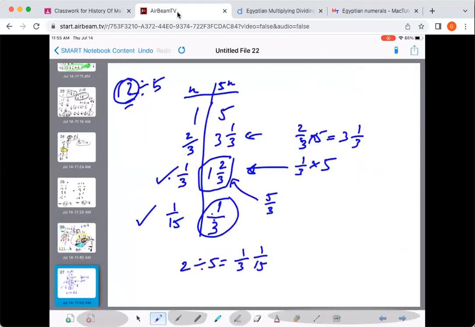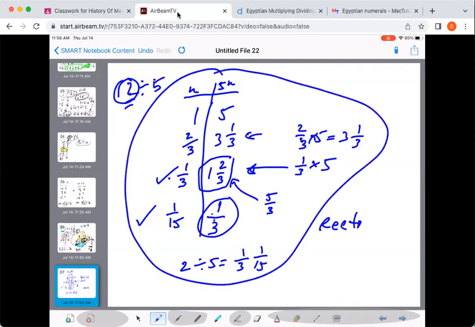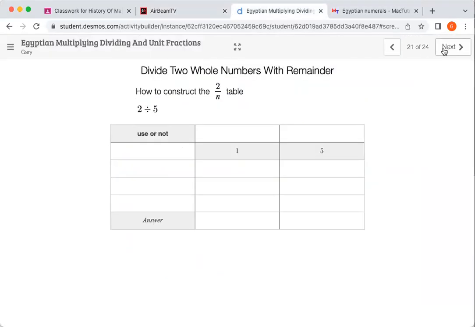Now the good news is that when you look at the 2/n table, they actually show the work for it. So they actually show all these steps, so you can kind of see, oh, I see. They were allowed to jump steps. Let's see what I have here. That was the 2/5.